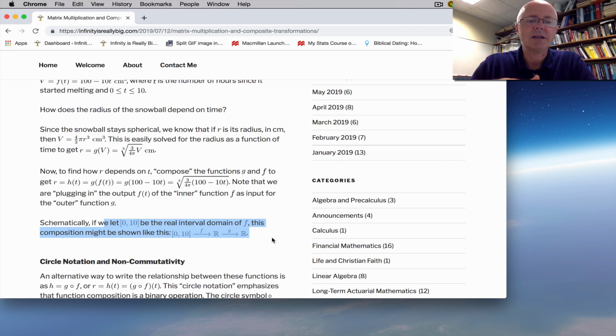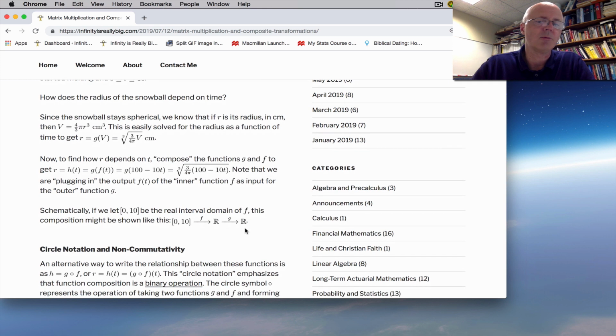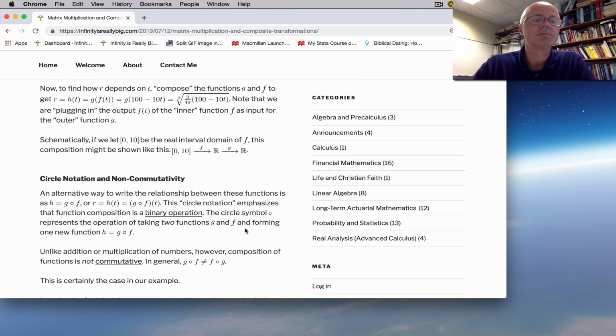That's going to be important later. The domain of the inner function, I'm taking to be the interval from 0 to 10, because that's the domain for the application. Its codomain is the real number system. Its outputs are real numbers. That's the domain of g and the codomain of g as well. And then for the composition, g compose f, where you do f first, then g, takes this domain to this codomain. Okay? Again, that's going to be helpful for some examples later on.